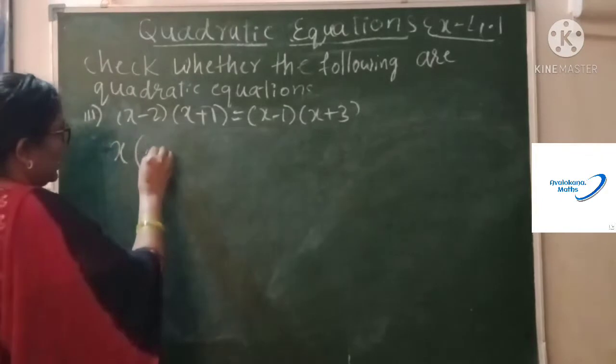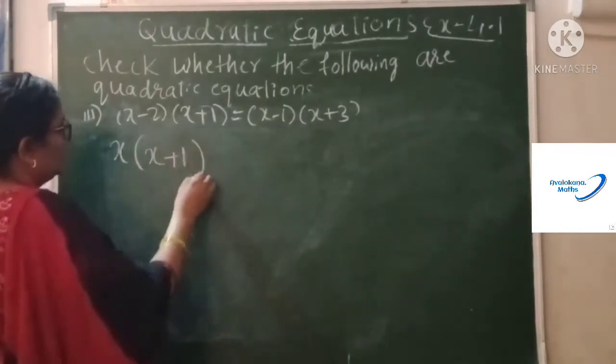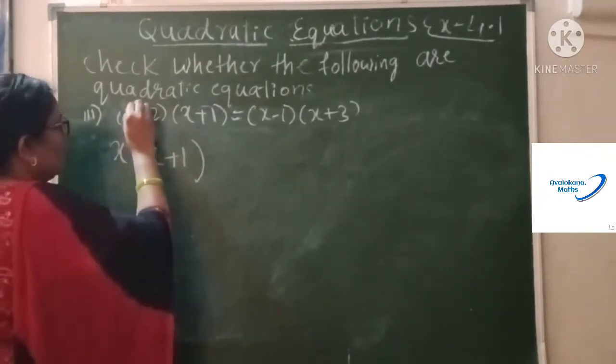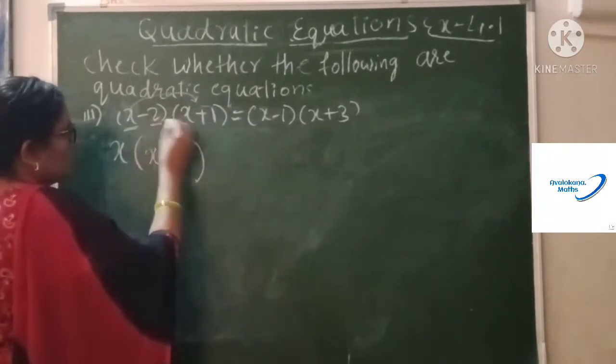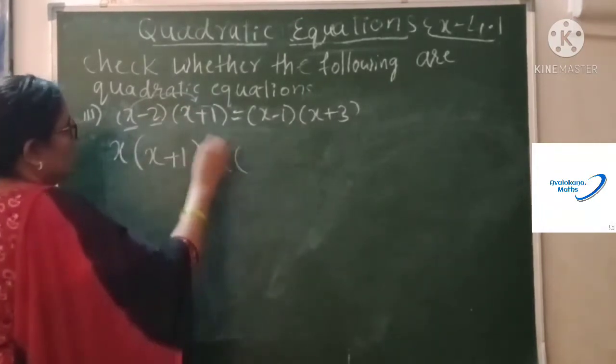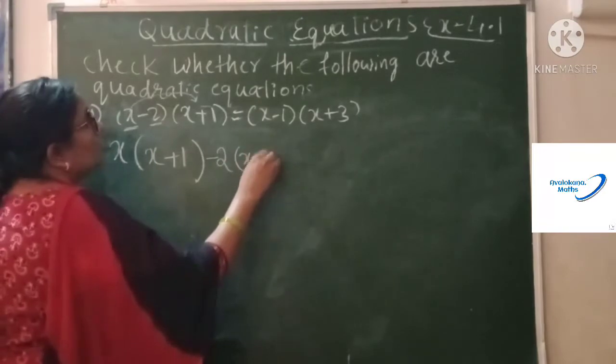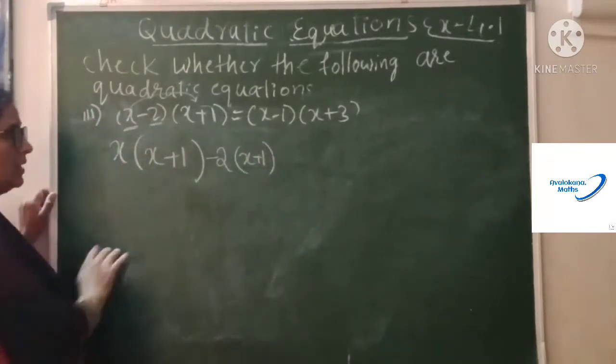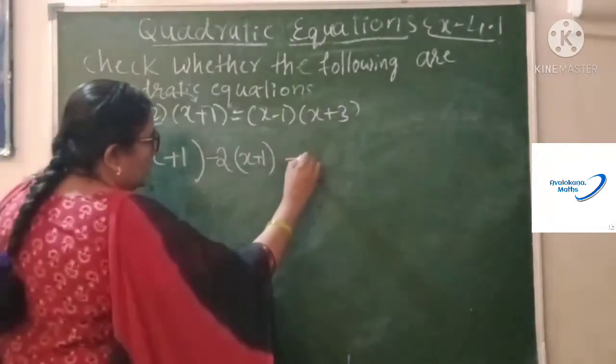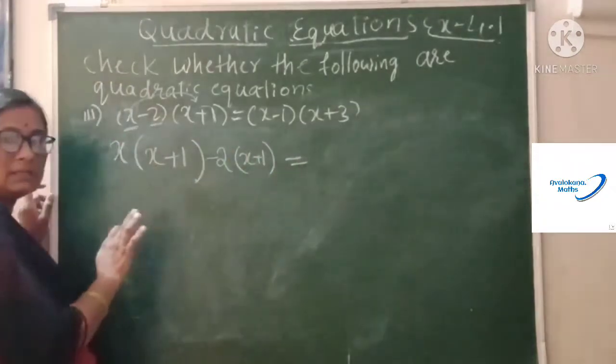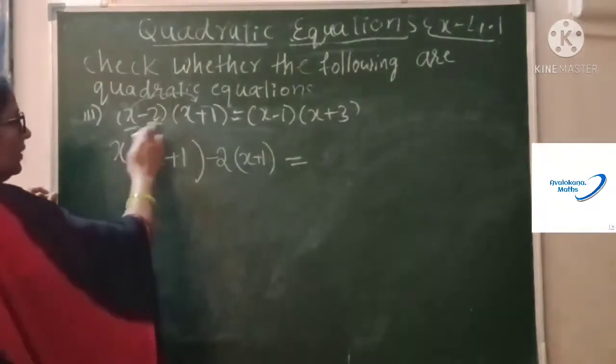x into x plus 1, I will do this one. So I am multiplying this x with this bracket. Next, minus 2 is there. Now keep minus 2 as it is, and this is x plus 1. So everyone can understand this one without any confusion. Now if you have the practice of multiplying the brackets, you can directly multiply.